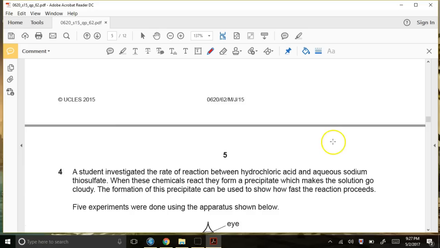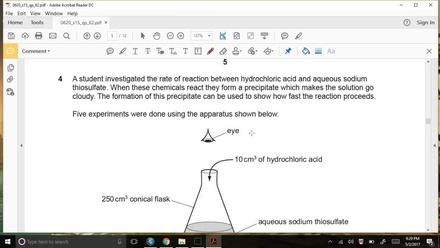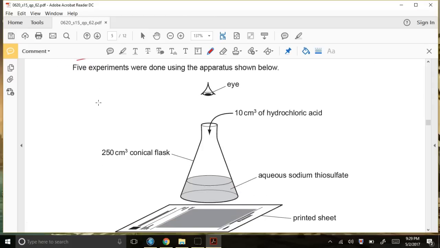Okay, so question number 4. This is a big question. It's probably one of the biggest questions in the entire exams. This question talks about hydrochloric acid reacting with a solution of sodium thiosulfate. These kinds of experiments you would do very commonly in your AS lab sessions once you start the AS program. These chemicals react together to form a precipitate, okay, which makes the solution go cloudy. That's the information to be kept in mind.